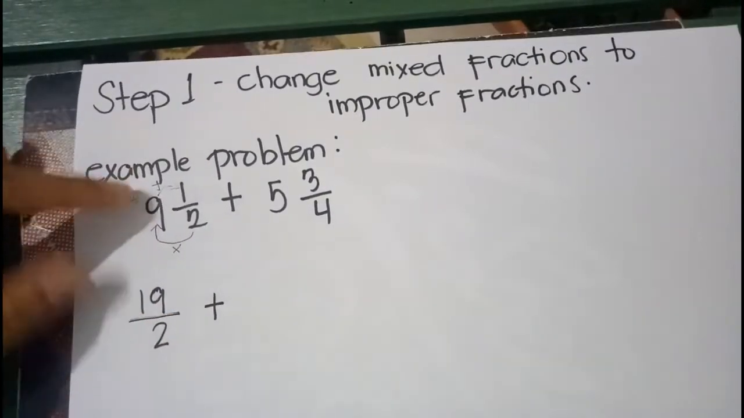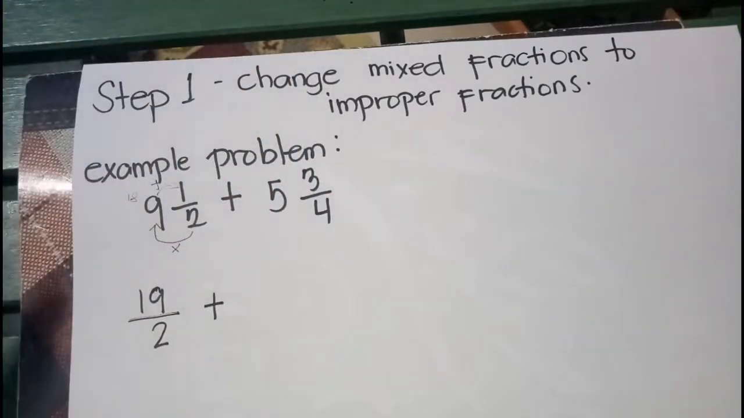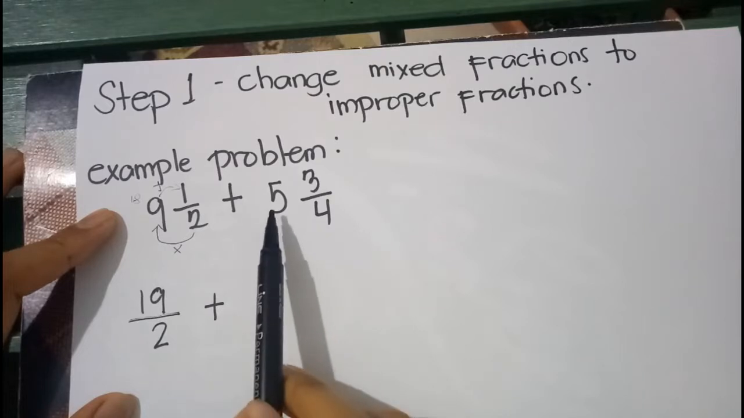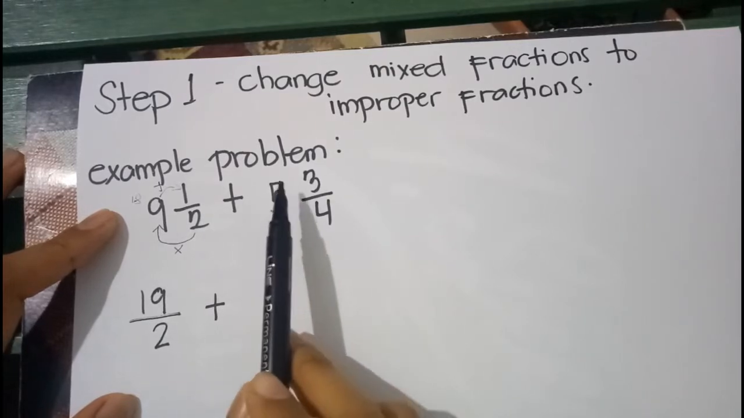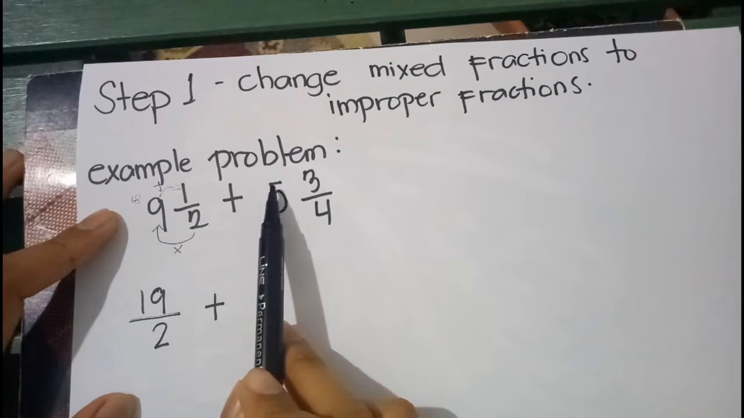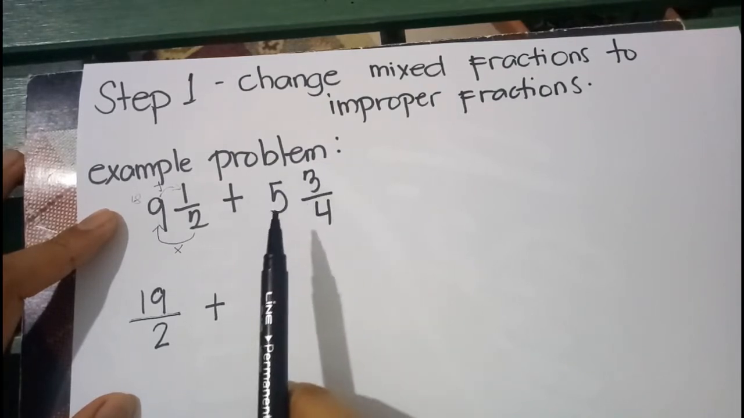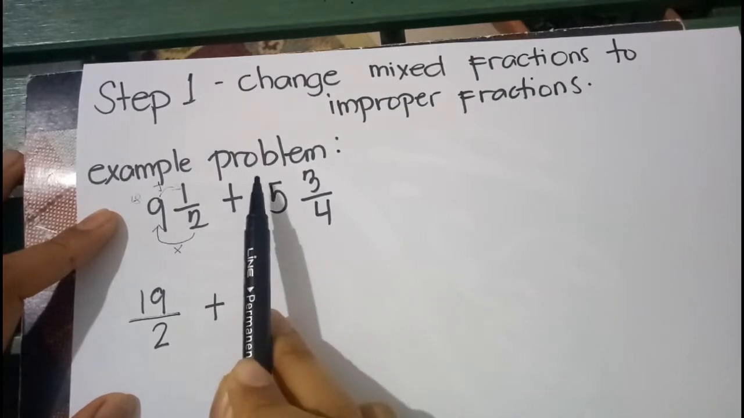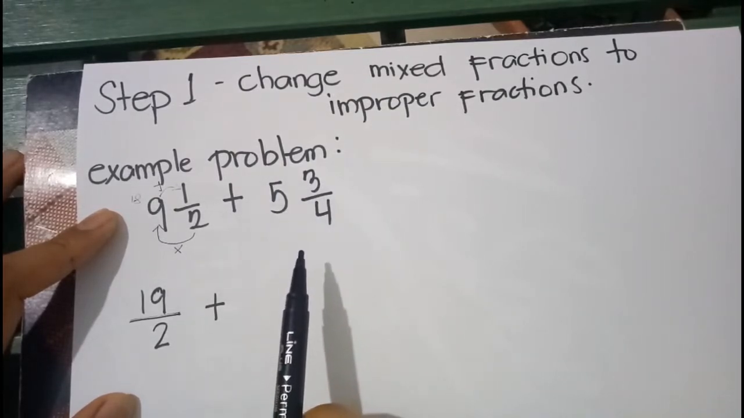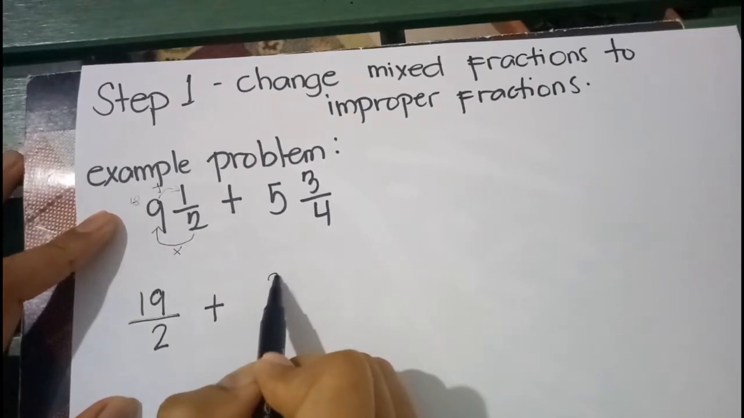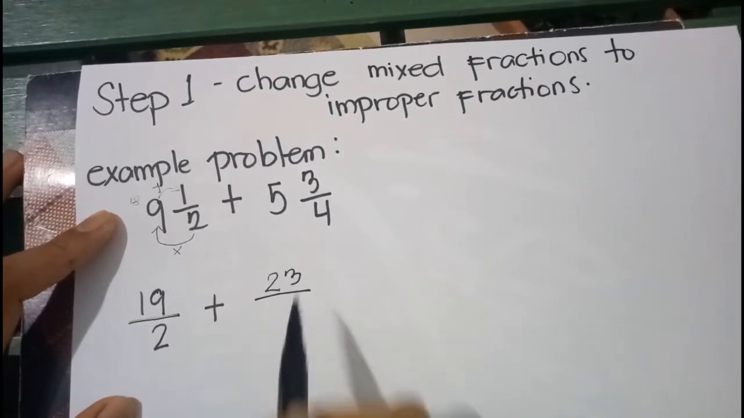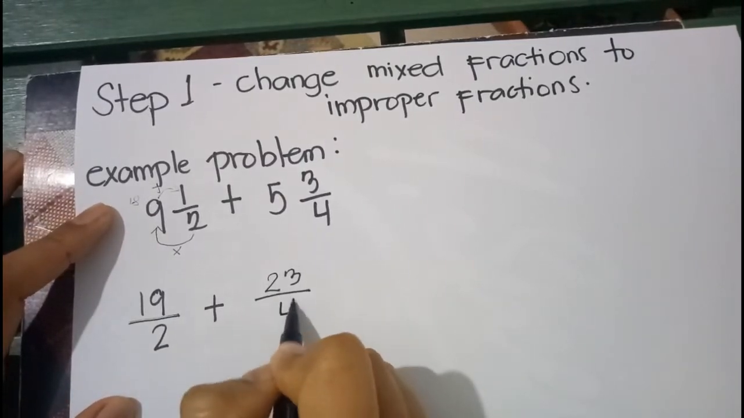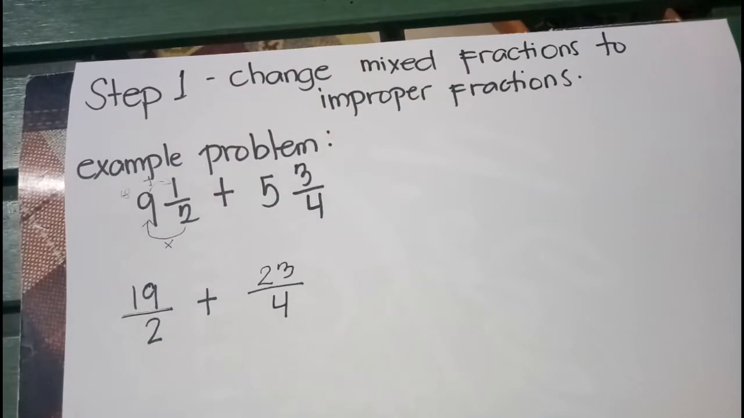Let's do this mixed fraction over here. Again, you are going to multiply your denominator to your whole number, and you are going to add the answer to your numerator, 3. So 4 times 5 is 20. 20 plus 3 is 23. So 23 will be our numerator, and for our denominator, we'll just copy 4. So that's it for step 1.